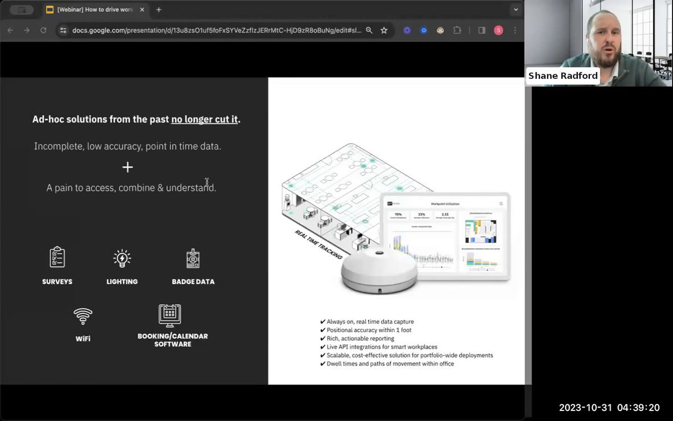Well, if you're using traditional proxies for utilization like surveys, badge data, Wi-Fi, you're likely encountering inaccuracies and data gaps. Ultimately, the rules of the past no longer apply, and previous solutions are no longer fit for purpose. To make the most informed decisions, real estate leaders need real-time data capture, data accuracy, actionable on-demand reports, live APIs for integration such as Smart FM, and solutions built for scalable deployments.